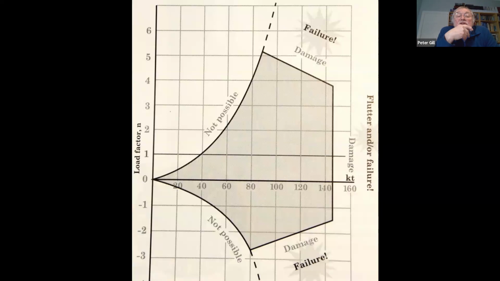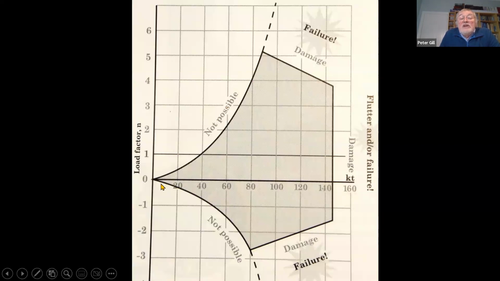If we look at the curve going upwards, where it says not possible, let's look at what that means. 1G, level flight, you can do that at 40 knots. You can't fly this glider pulling level flight at 20 knots. It will not do it. Therefore, this becomes impossible. You can pull 2G on this glider if you're flying at roughly 60 knots. You can pull 4G if you're flying at 80 knots, but you can't pull 4G at 60. So all of this, the glider simply won't do it.